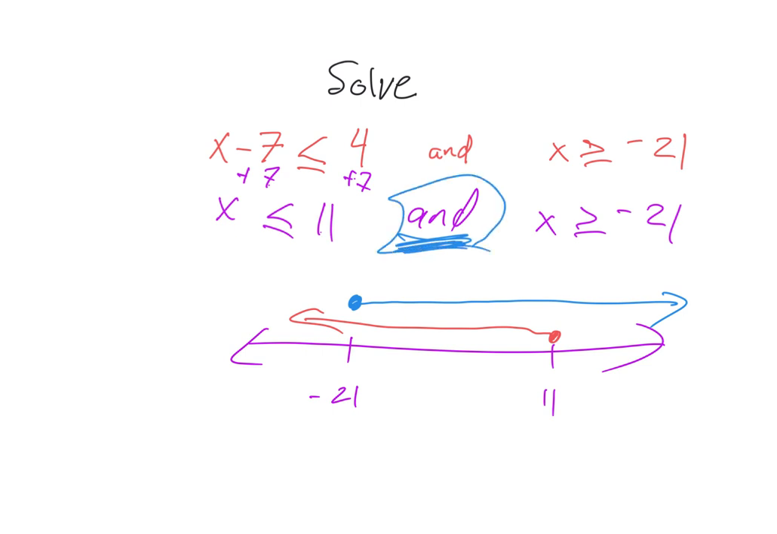In order to be "and," both of them are true on this interval, because that's where both of the lines are. So my interval goes from negative 21, bracket, because it includes negative 21, comma, 11, bracket. You could also say, using more mathematical notation, negative 21 less than or equal to x less than or equal to 11.